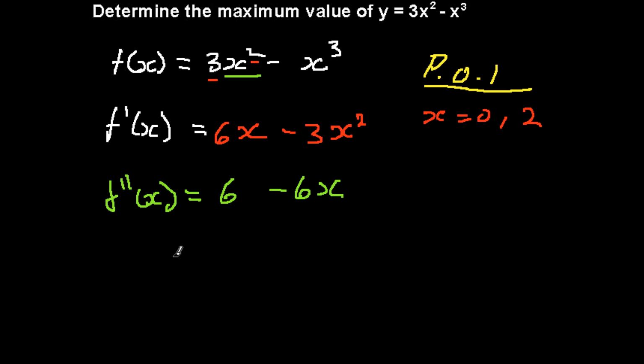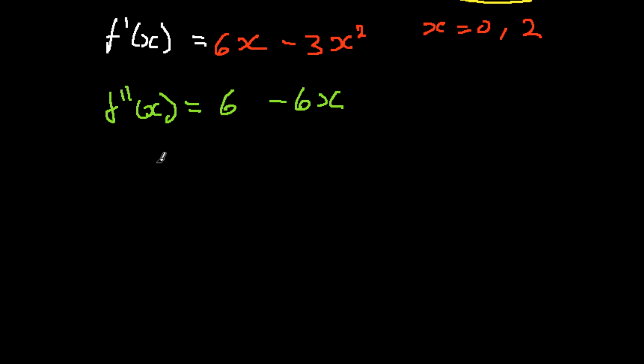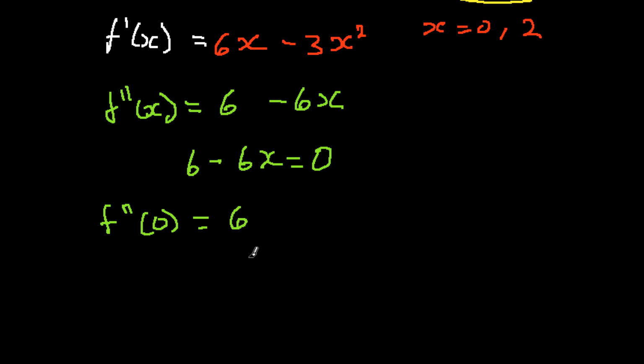Now, if we set f double prime of x equal to 0, then we get 6 minus 6x is equal to 0. Now, we want to study this equation at the points of interest. What I mean by that is, let's see what the value of f double prime of 0 is. If we plug in 0 for this equation, we end up with f double prime of 0 is equal to 6, because 6 times 0 crosses out and you end up with 6 minus 0. What about f double prime of 2? Well, f double prime of 2 gives us 6 minus 12, which is equal to minus 6.